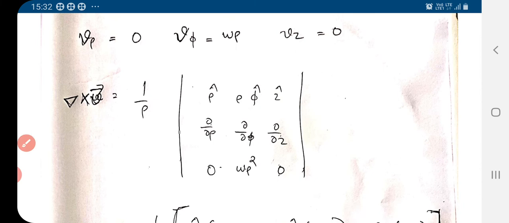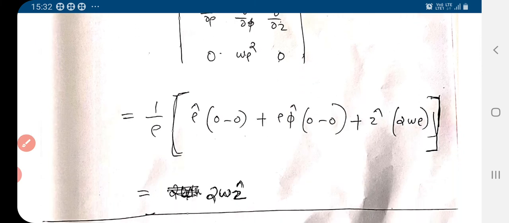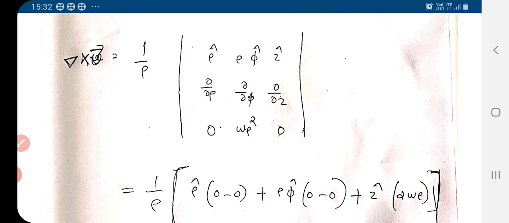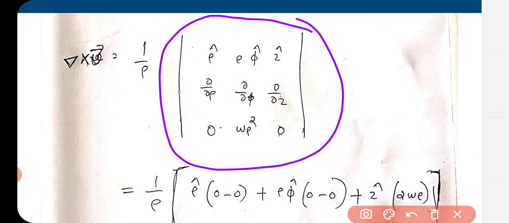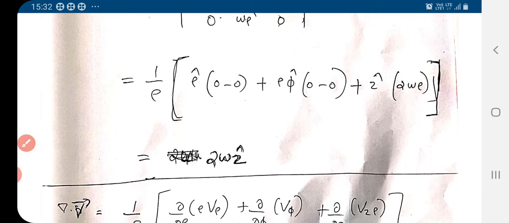Okay, now we calculate this. As we calculate, we know how to evaluate the determinant. The rho component, as we take, will be 0. Here the phi component will be 0. And z, as we differentiate omega rho square with respect to rho, we will be getting 2 rho omega. So that is written here. So what we finally get is 2 omega unit vector z.